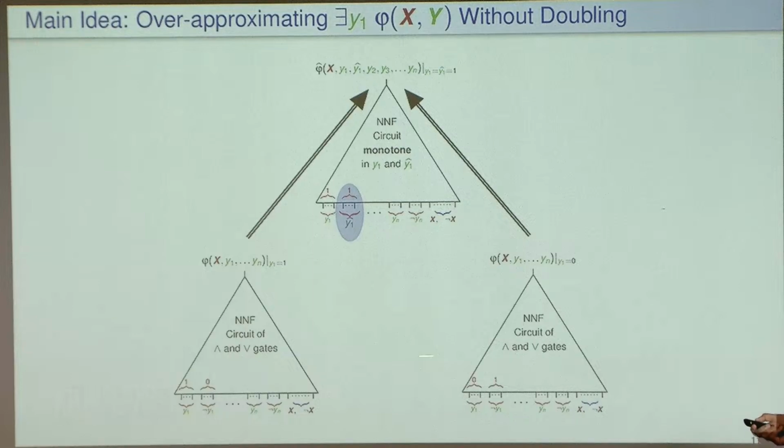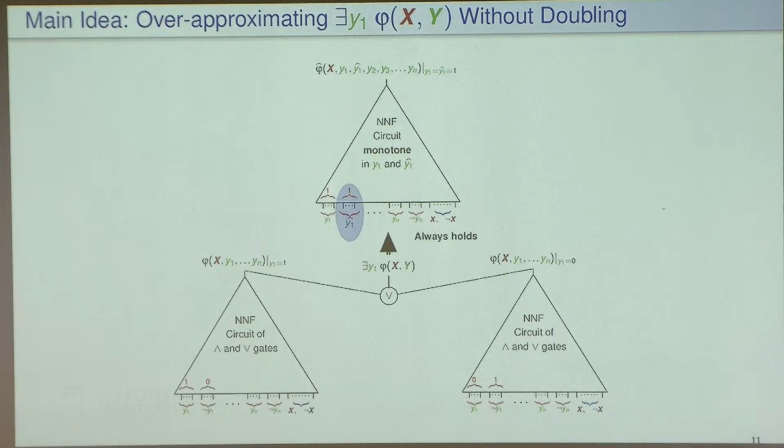Why is that? Well, you can look at this. This circuit is monotone in y1 hat, so in negation y1 essentially. That means that if there is any evaluation for which this circuit evaluates to 1, then by flipping the value of negation y1 from 0 to 1, you cannot make it evaluate to 0, because the circuit is monotone in that. So therefore, this implies that. Similarly, on this side, because it's monotone in y1, if this side evaluates to 1, this must evaluate to 1.